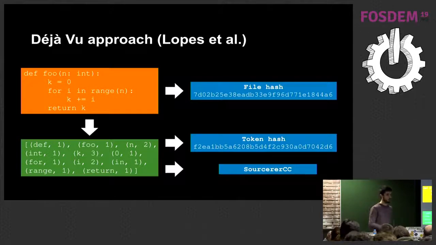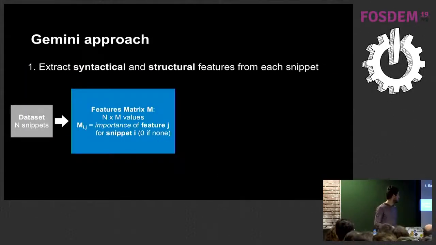So I'm first going to outline the main steps we do when applying this algorithm, and then I'll get more into exactly what we do and how we do it and why it works. So Gemini has 4 steps. The first step is that out of the dataset, we are going to extract a certain amount of features which are going to be syntactical as well as structural. I'll get more into depth into what kind of features we use and why we use them.